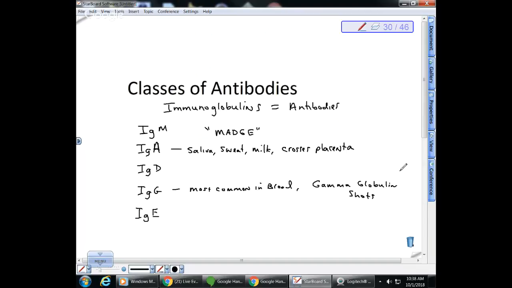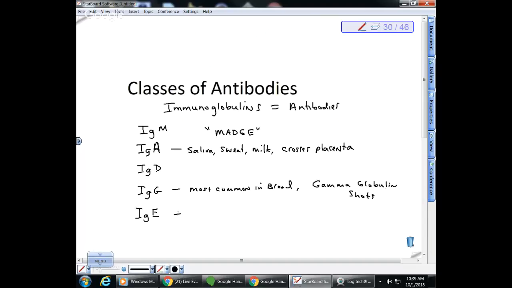Now sometimes I think they use them during times of war. So let's say they know they're going to send people into a foreign country, and they might give them gamma globulin shots beforehand so that they have a little bit of immunity towards the types of microbes they are going to see in the field, right? So gamma globulin shots are sometimes given to troops that are going into war.